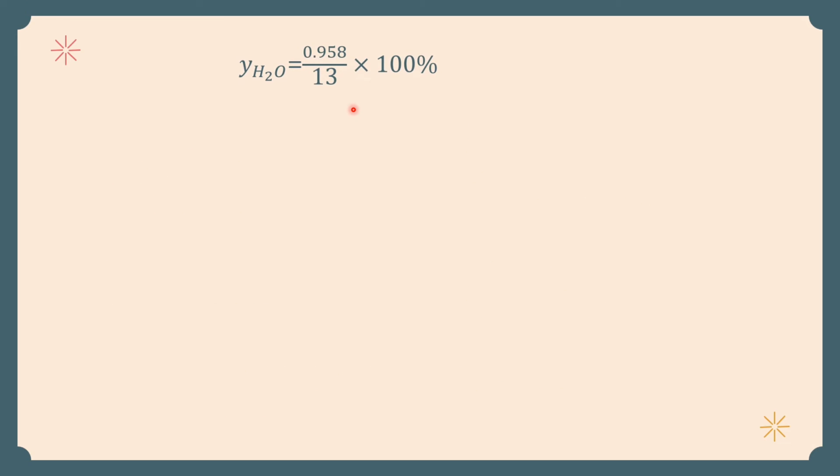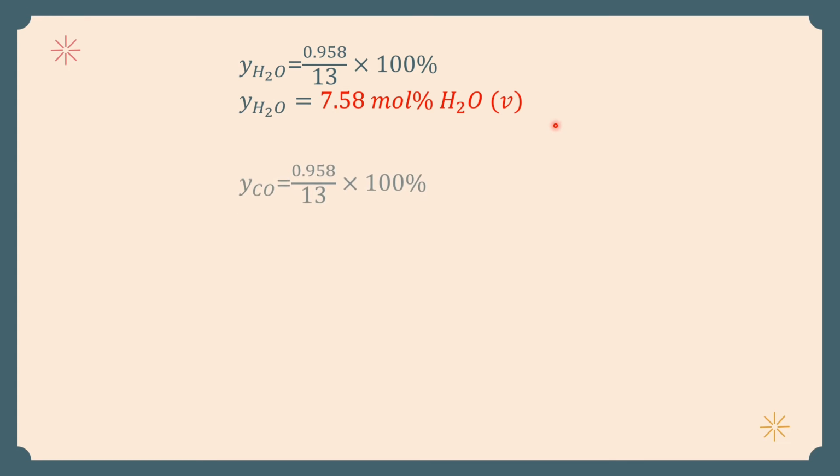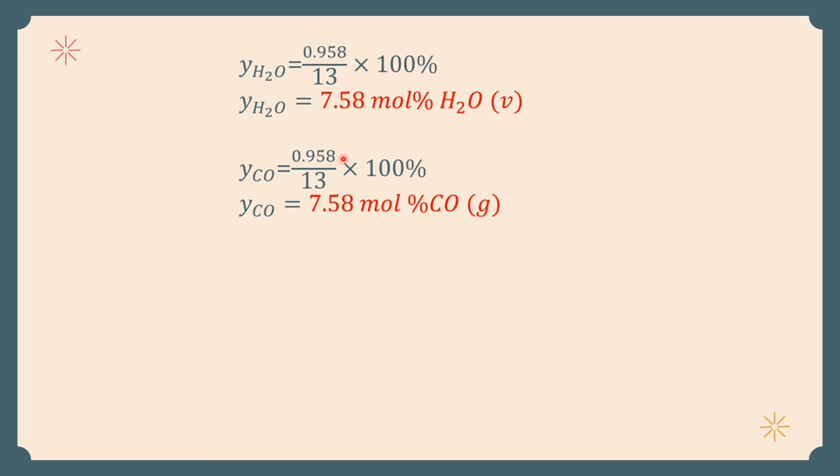The purpose of calculating the total mole is because we want to find the molar composition of each component in the output stream. So to find that, we're going to find the H2O first. 0.958 is the mole of H2O in the output stream. Divide by the total mole of the output stream times 100%. And we will get 7.58 mole percent H2O in vapor. By using the same method, we're going to find the CO. CO also has the same mole as H2O, 0.958. So we'll get the same answer, 7.58 mole percent CO in gas form.